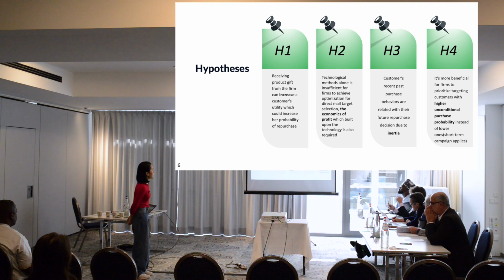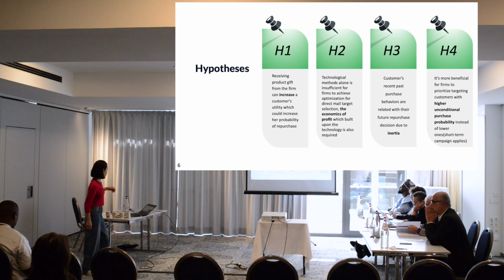Hypothesis number 2: technological methods alone are insufficient for firms to achieve optimization for direct mail target selection. The economics of profit, which builds upon the technology, is also required. Hypothesis number 3: customers' recent purchase behavior is related to their future repurchase decision due to inertia. Finally, it's more beneficial for firms to prioritize targeting customers with higher unconditional purchase probability instead of lower ones. Well, this only applies to short-term campaigns.